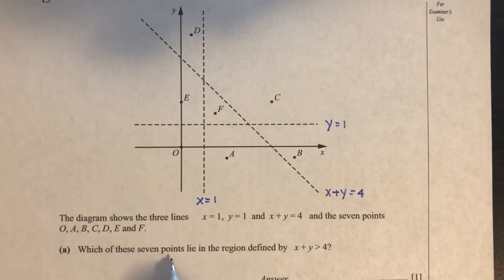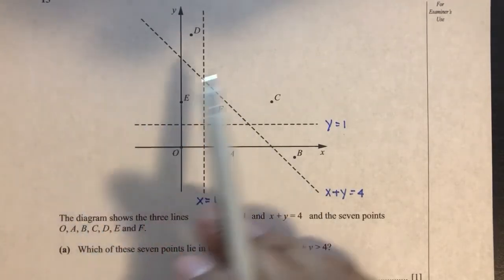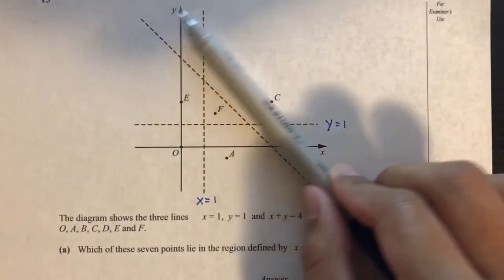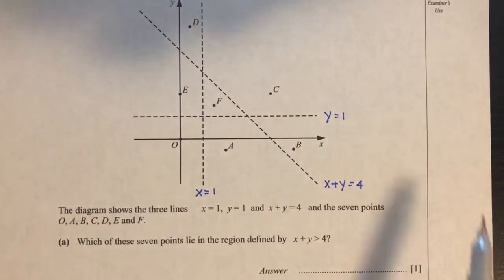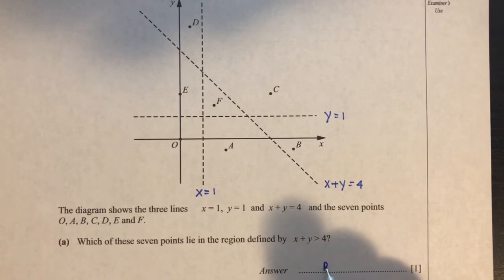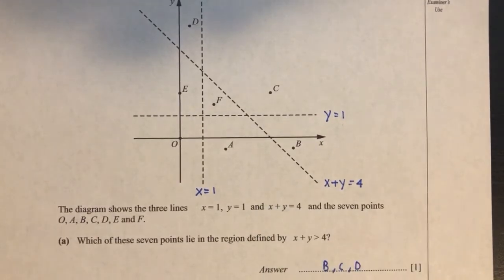Question part A. Which of these 7 points lie in the region defined by x plus y more than 4? It needs to be more than this line. So anything above this line is in the region. So we have B, C, D. Okay. Part A will be B, C, and D.